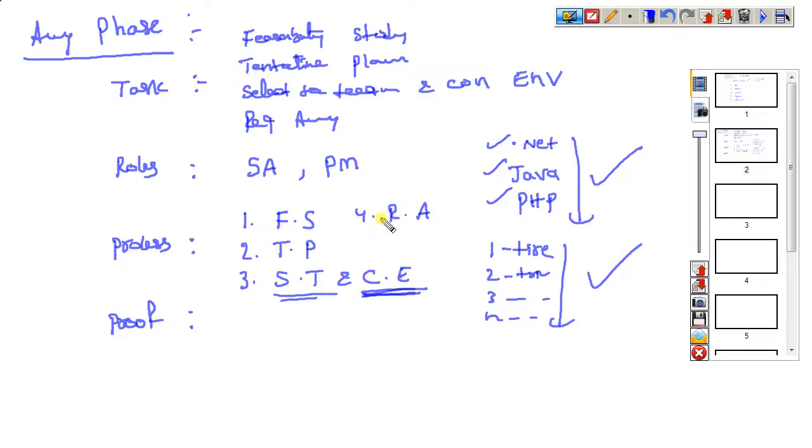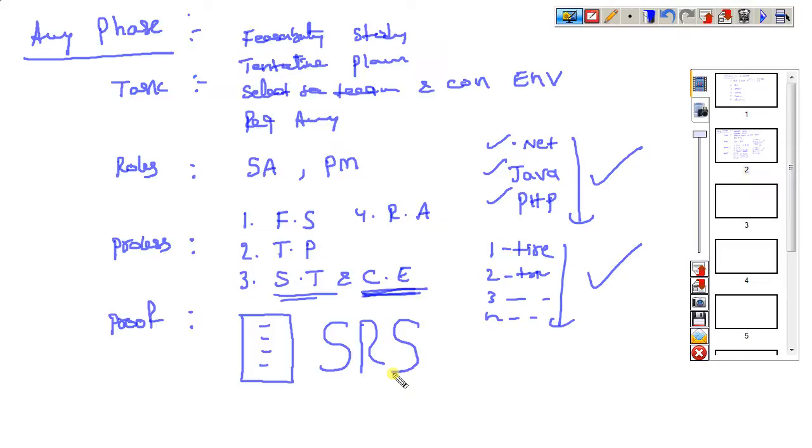So all this information they can mention in one documentation, which we call the SRS, System Requirement Specification. In this manner, we call it the System Requirement Specification. So this is what we call the analysis phase. So what is the analysis phase?